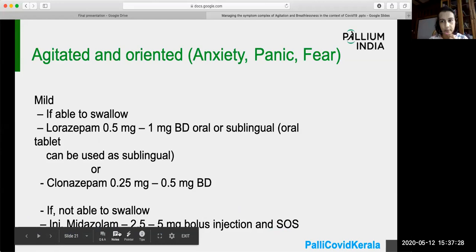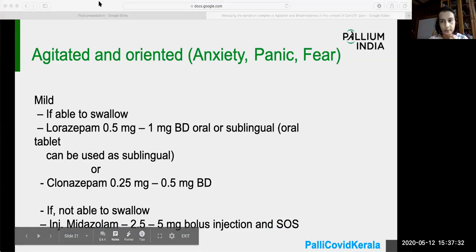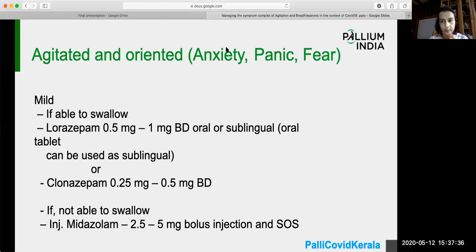Coming to the pharmacological management, again, we have divided that into two groups. The agitated and oriented patient, who has anxiety and panic and fear, but they are oriented. So the benzodiazepines are the first line medications we have suggested in that. If the patient is able to swallow, start with lorazepam, 0.5 to 1 milligram twice daily orally.